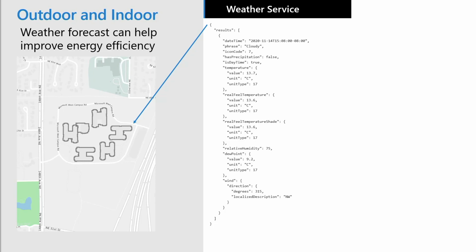One example of this is the weather service. This can provide the weather forecast to improve energy efficiency. For example, if it is cold outside, there is no need to run the air conditioner system in the building, so it can automatically turn off.